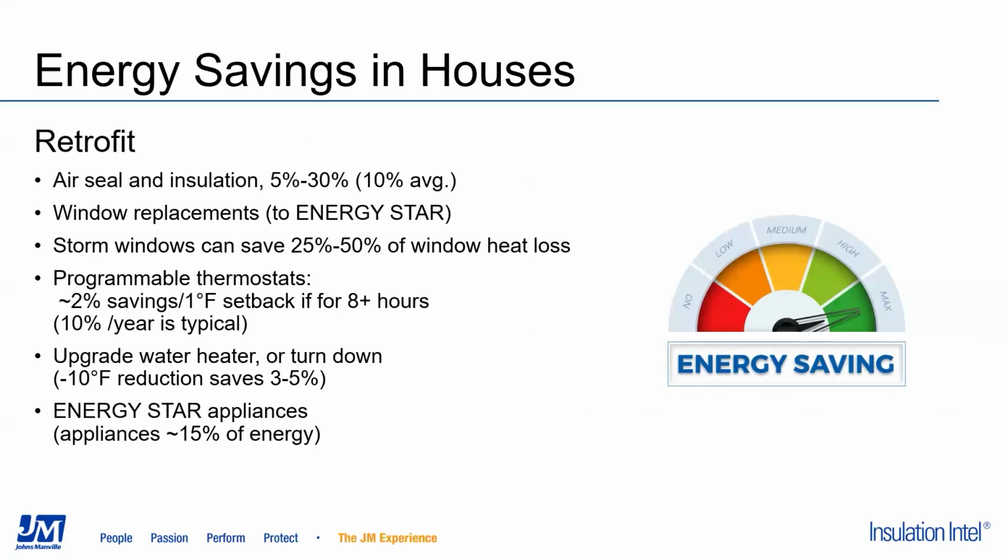Similarly, for existing buildings, and again, existing buildings account for 99% of all homes, they already exist. We only add about 1% every year in new construction. So that's obviously the big bucket of buildings to deal with. Again, it's the same things. Air sealing and insulation can save us anywhere from 5 to 30%. 10% tends to be kind of the average.